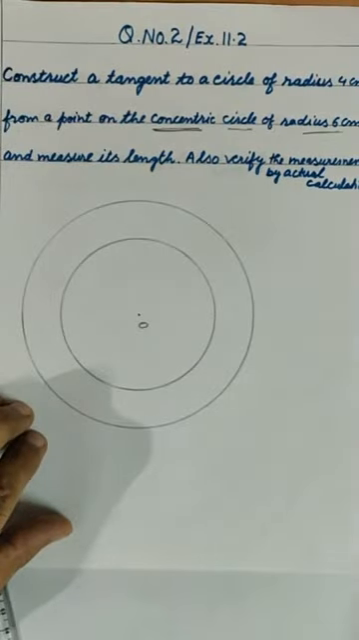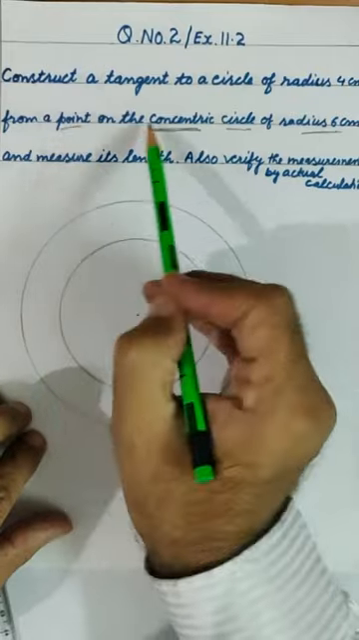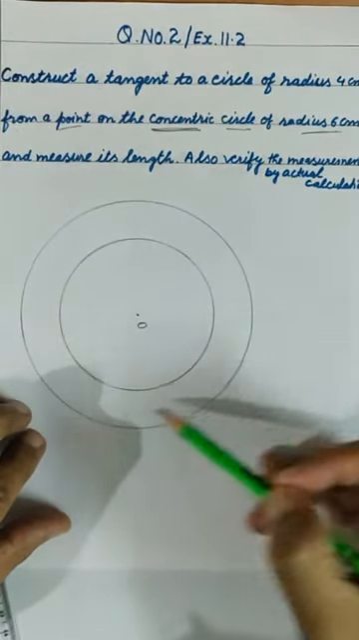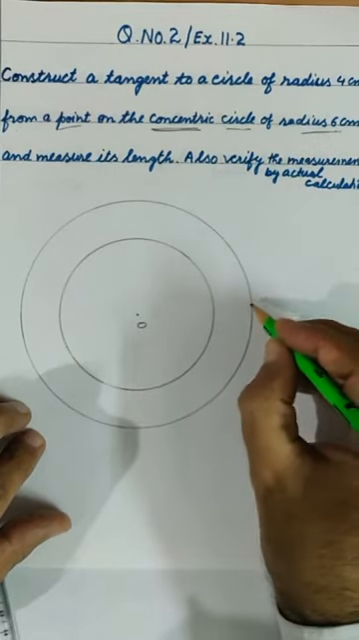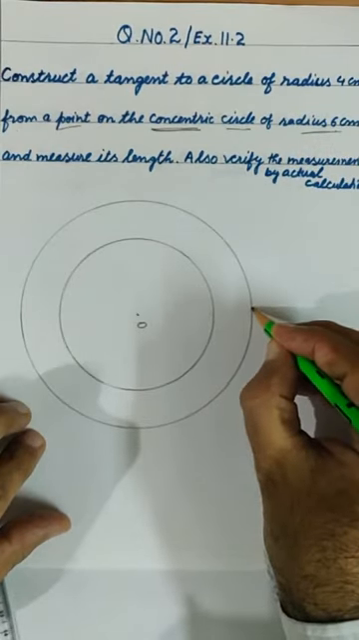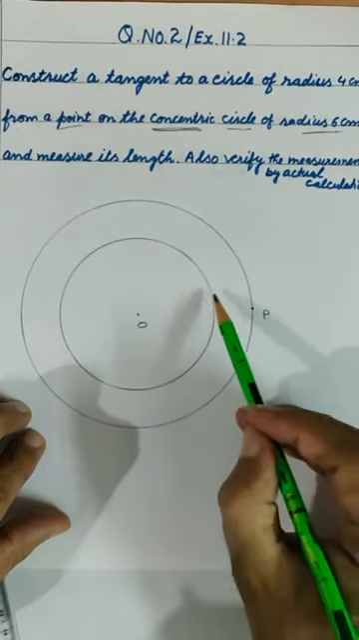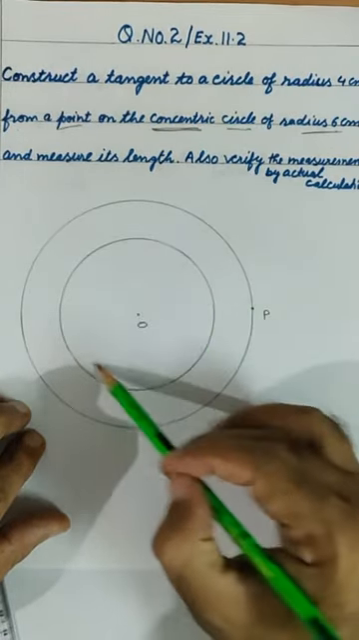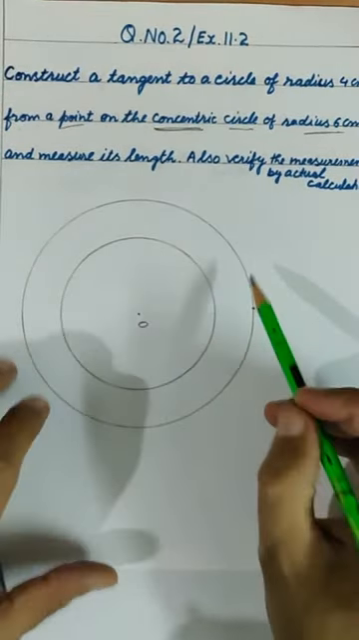Okay, what the question is saying: from a point on the concentric circle of radius 6 centimeter, we have to take a point. This is point P that we have taken. We are to draw tangents to the circle of radius 4 centimeter from this point. You see, students, you forget this other circle.